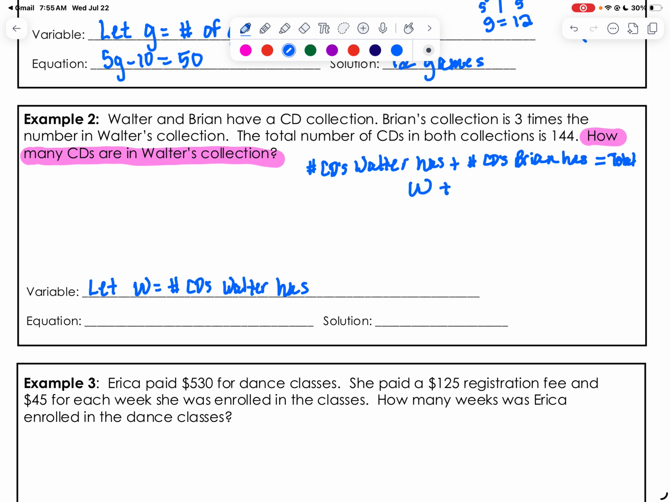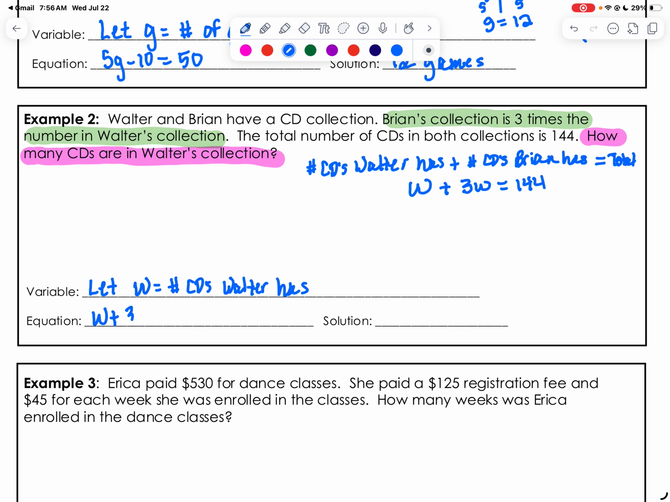Now let's see how many CDs Brian has. Brian's collection is 3 times the number of CDs that Walter has. So Brian must have 3W CDs, 3 times the number of Walter's. And the total in this problem is 144.